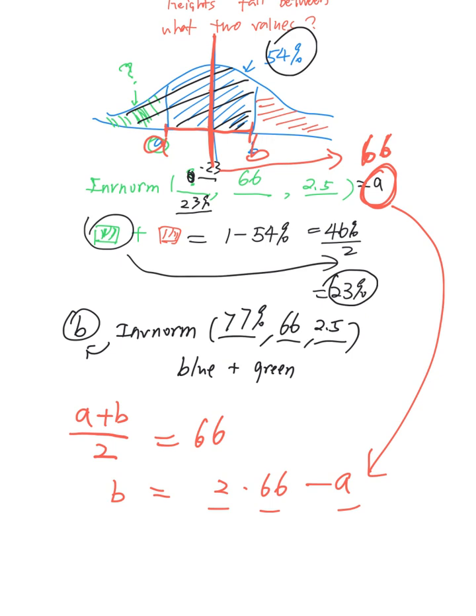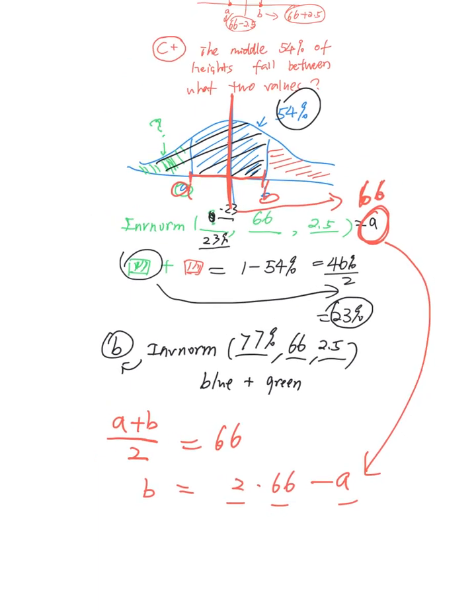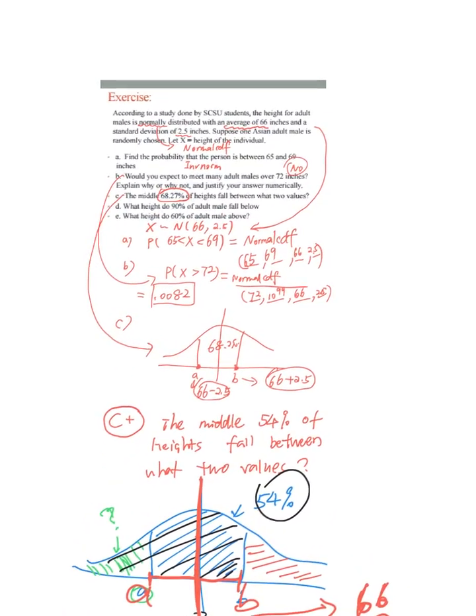But the second method really depends on your right solution for A. If you made a mistake for A, then it will lead to a wrong solution for the value of B. So we need to be very careful about that. That makes sense? So this is part C.